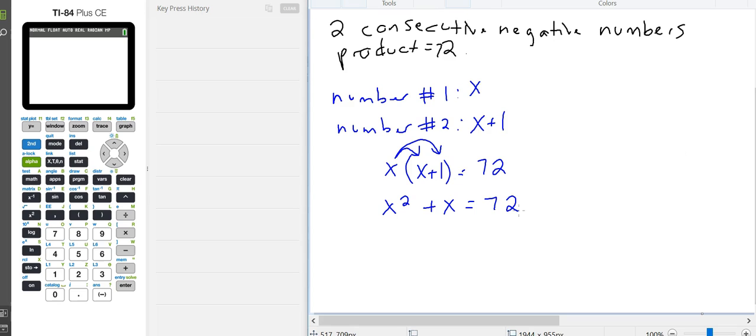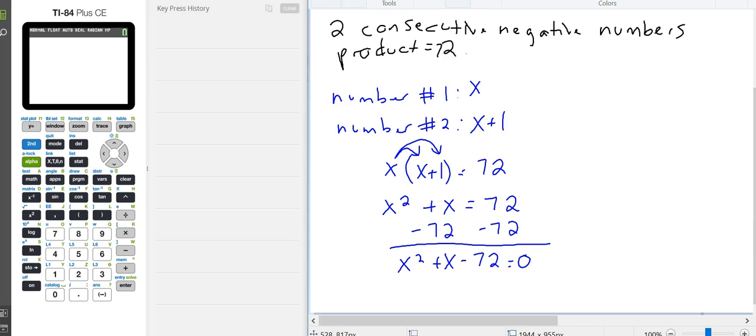In order to solve this equation, we want to set it equal to 0. We want to set one side equal to 0 and have everything else on the other side. So we're going to subtract the 72 and subtract the 72. X squared plus x minus 72 is equal to 0.